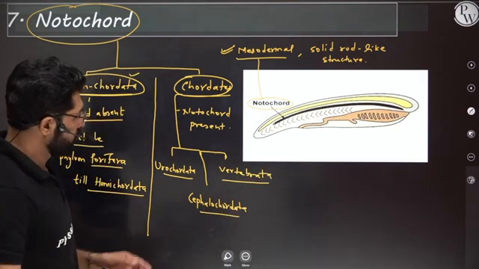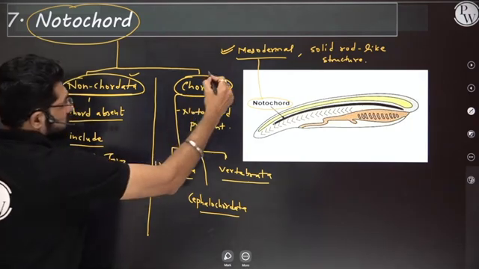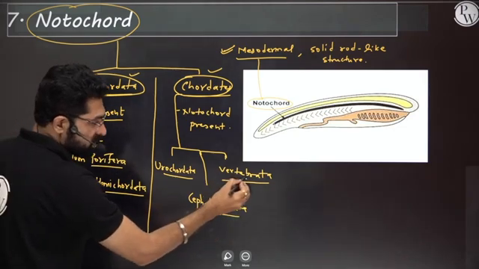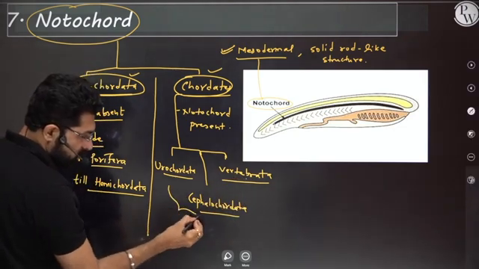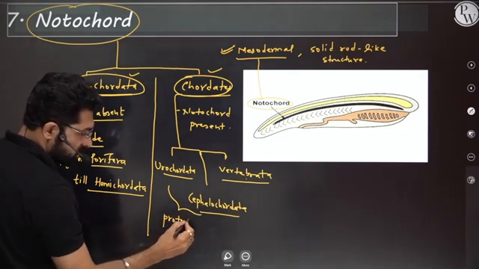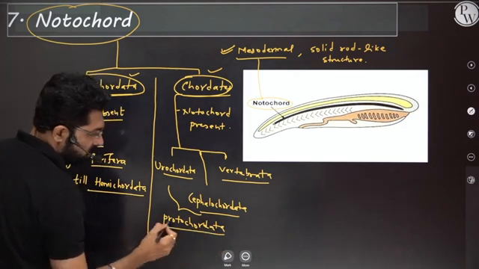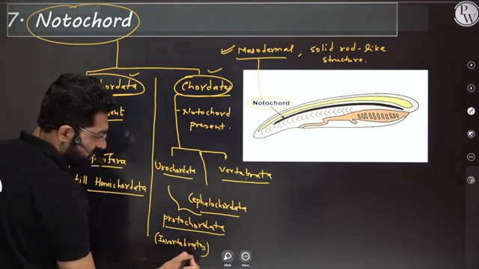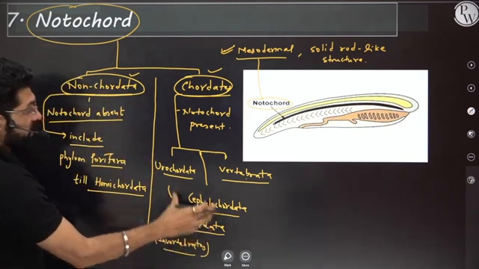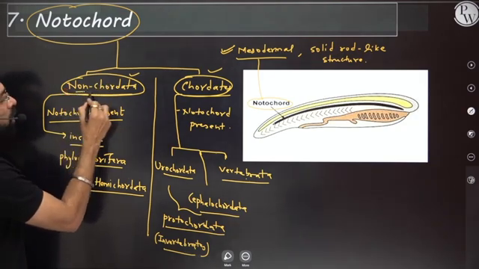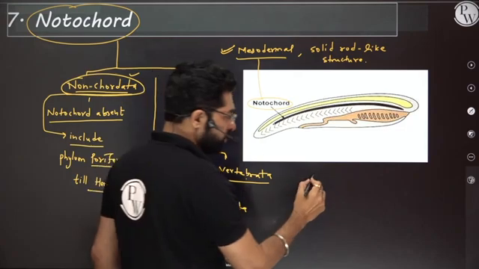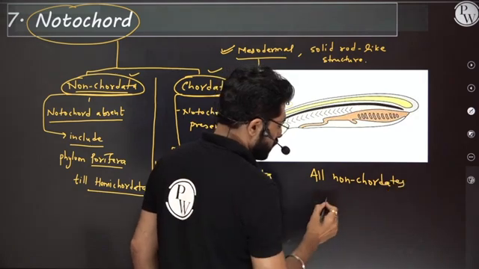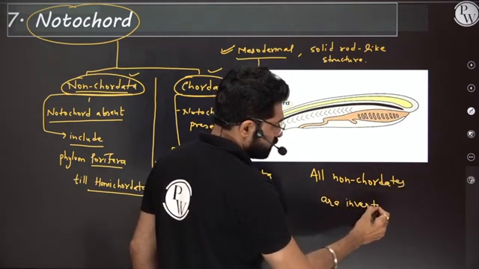Let's see now. If you see, the chordates include Urochordates and Cephalochordates, but they are not vertebrates, they are invertebrates. So these two are protochordates and they are also invertebrates. So in this way we can't say that all invertebrates are non-chordates. We can only say all non-chordates are invertebrates. So please write down this point. All non-chordates are invertebrates. Please write down this point.